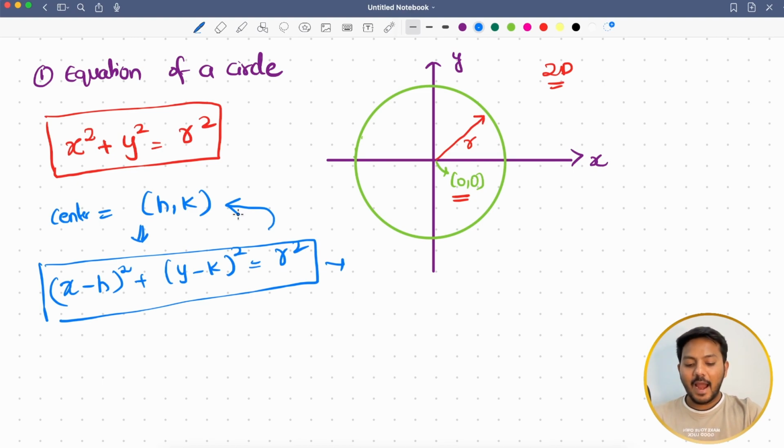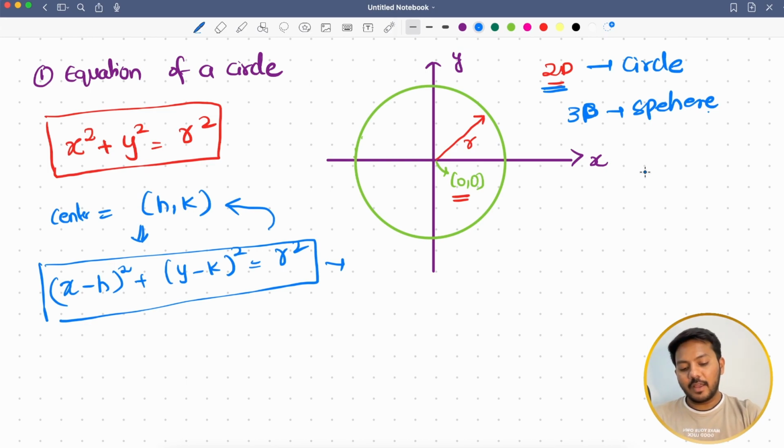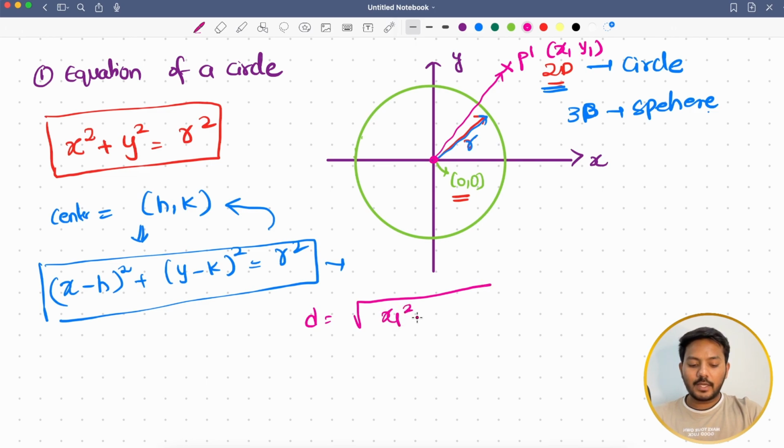Hopefully that is clear. It is 2D, that is why we call it a circle, and if it is 3D, we call it a sphere. We will understand all of that in detail. We have seen this is r. Let's say I have a random point, let's assume p dash here, and I will call it x1 comma y1. What is the distance of this point to the origin? The distance would be root of x1 square plus y1 square. Clear?